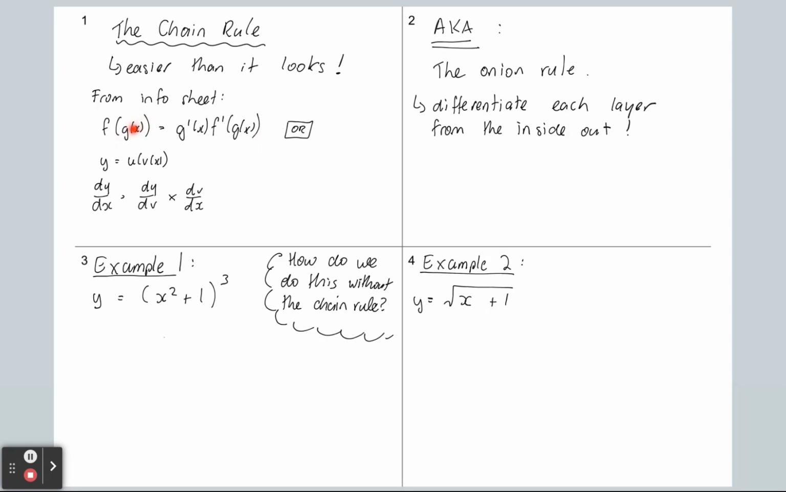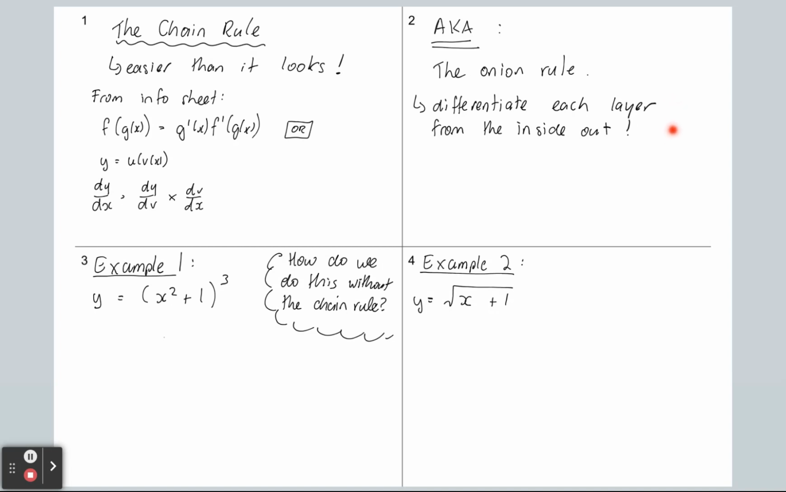F of g of x is equal to g dash of x multiplied by f dash of g of x. Or we've got dy by dx equals dy by dv multiplied by dv by dx. One of those two forms is kind of what you're given. But I reckon it's probably easier to be a bit more intuitive about it. And I didn't make up this name, but the chain rule is sometimes called the onion rule. And the onion rule basically works like this.